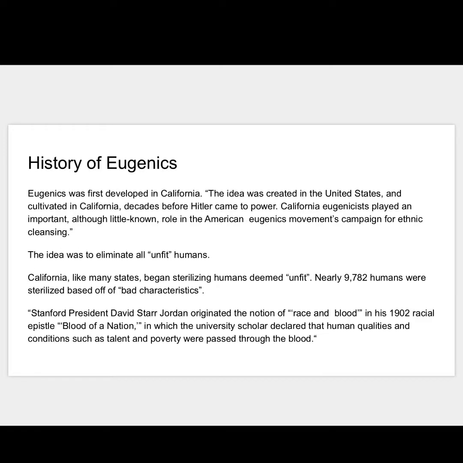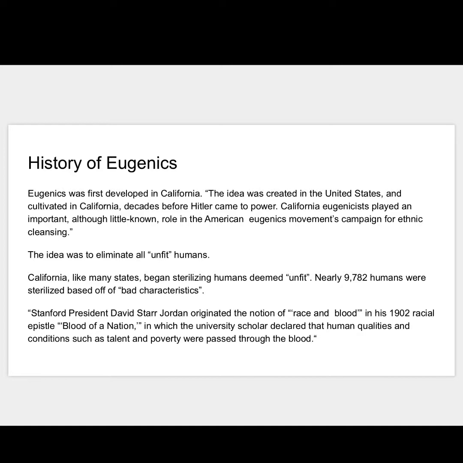Oddly enough, Hitler is not the only person who has revolved his life around the ideal of eugenics. Eugenics was first developed in California. The idea was to eliminate all unfit humans. California, like many states, began sterilizing humans deemed unfit. There were up to 9,782 humans that were sterilized based off of their bad characteristics.